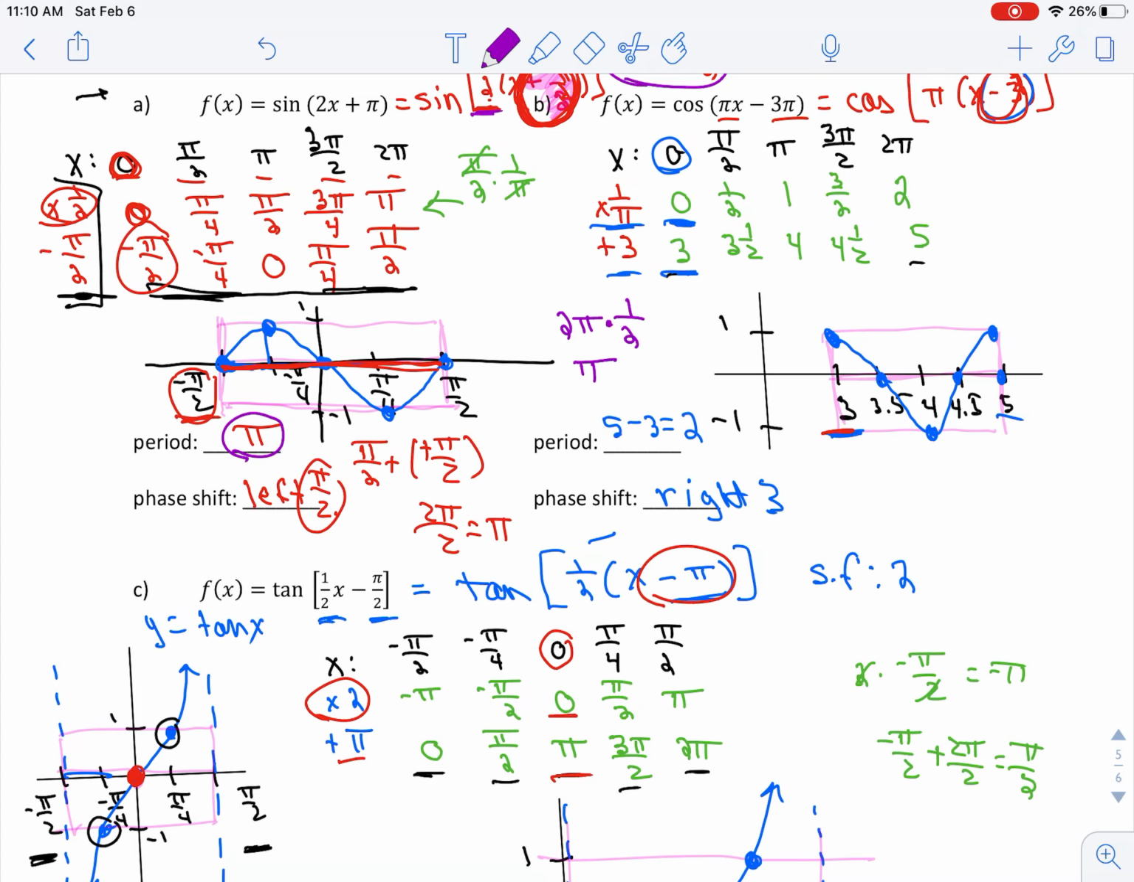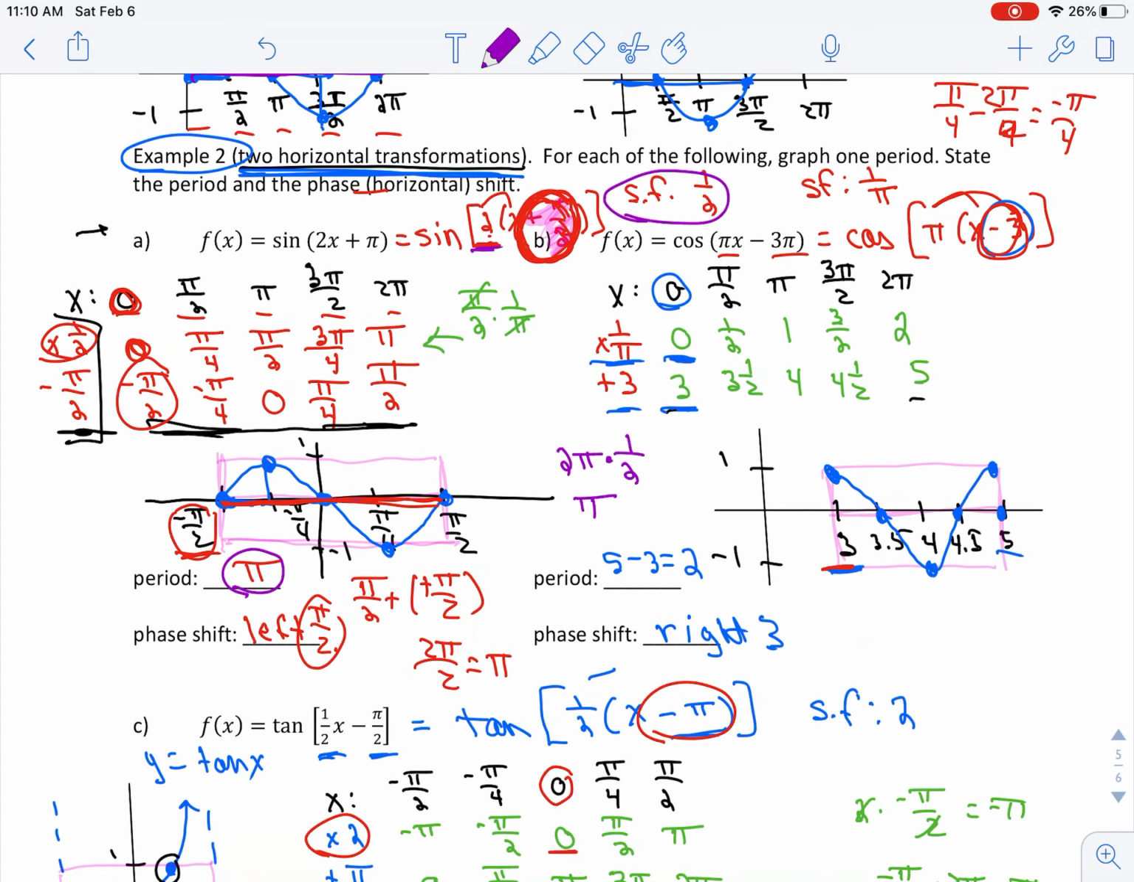The period is pi. On this one, the scale factor is 1/pi. So if I take the original period of 2 pi and multiply it by the scale factor of 1/pi, I end up with 2. And we saw that that was the period of this function.